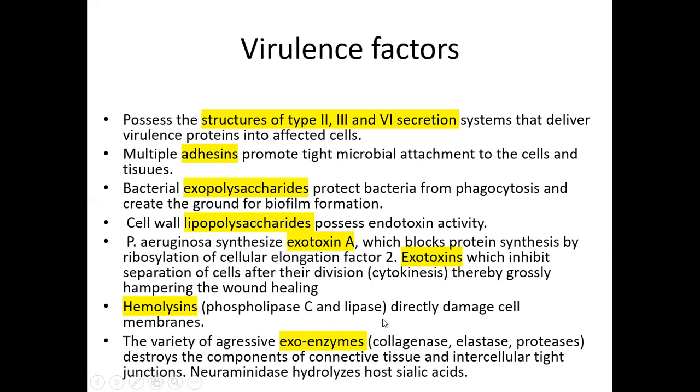Hemolysins directly damage cell membranes of erythrocytes. There is a variety of aggressive enzymes, collagenase, elastase, and protease, which destroy connective tissue.